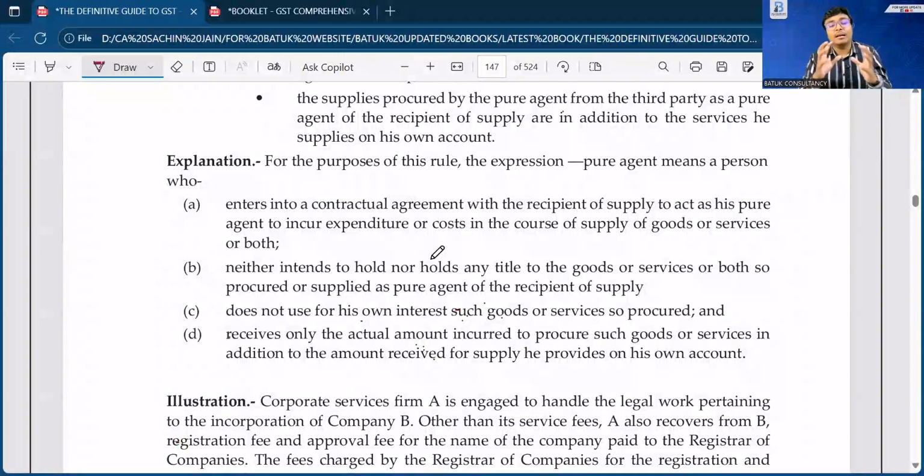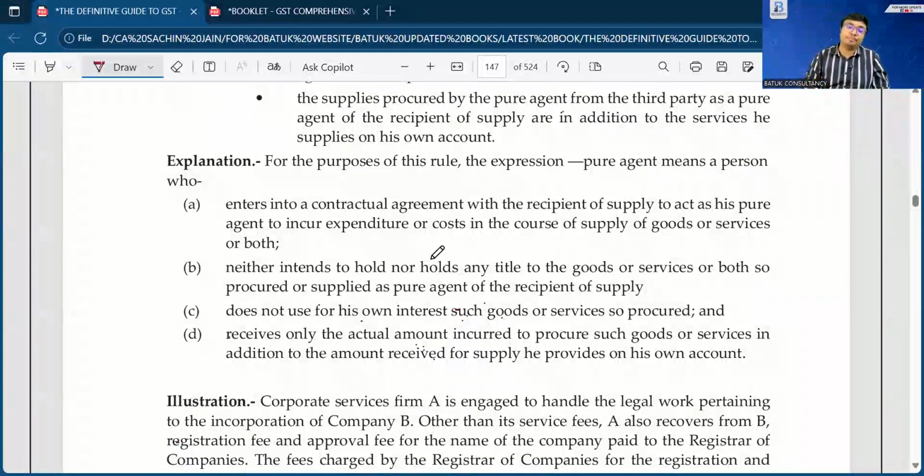Also we have done the value of supply in case of lottery tickets. Okay, so 100 divided by 128 multiplied by the face value or the price presented in the official gazette, whichever is higher, will be treated as value of supply. Then we have done the concept of how value will be calculated in case of second-hand goods, so GST will be applicable on the margin money. Also we have done the concept of pure agent in today's session.